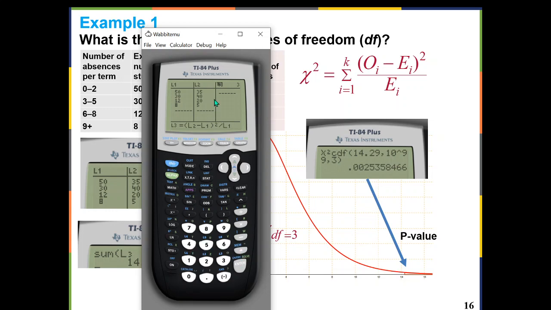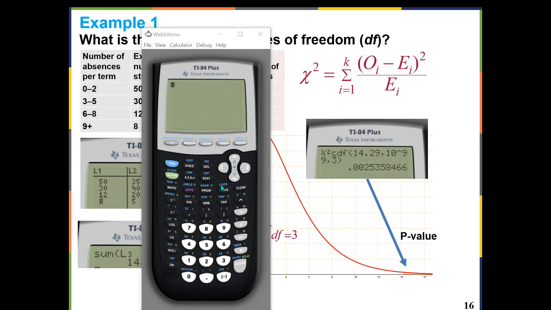And then when I press enter, the calculator is going to calculate those numbers for me, right? There. Now I'm going to go to the home screen. What I have to do is add these numbers, right? I have to add all of these. All of these now are in L3.